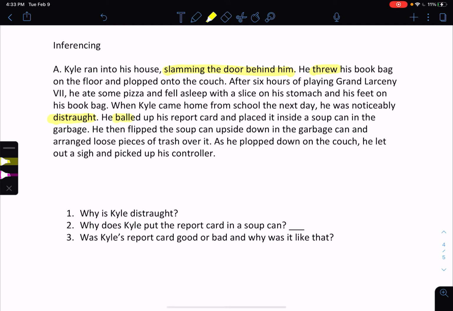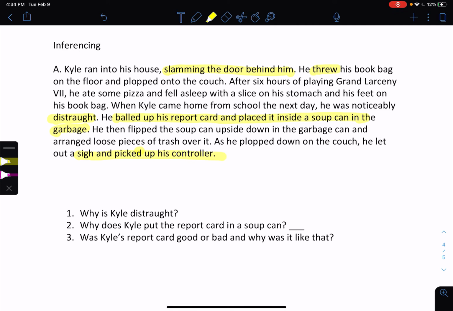He balled up his report card and placed it inside a soup can in the garbage. Oh, he's hiding his report card. I wonder why. You can start thinking about why he is hiding his report card. He flipped the soup can upside down in the garbage can and arranged loose pieces of paper over it. So it looks like he's hiding it, right? As he plopped down on the couch, he let out a sigh and picked up his controller.